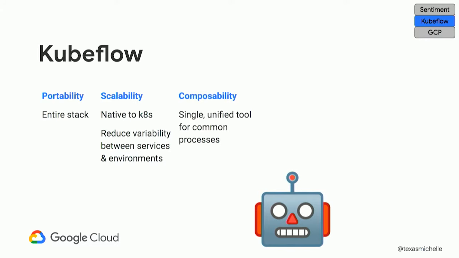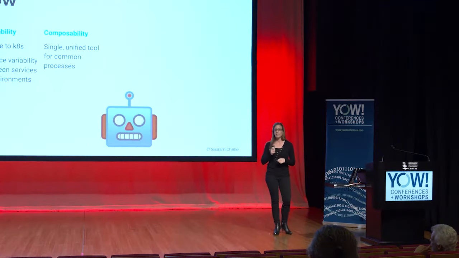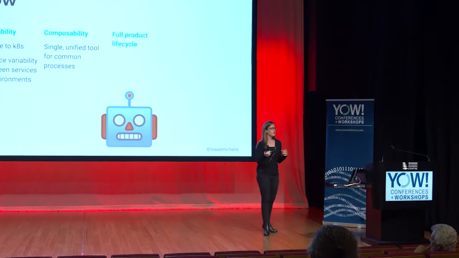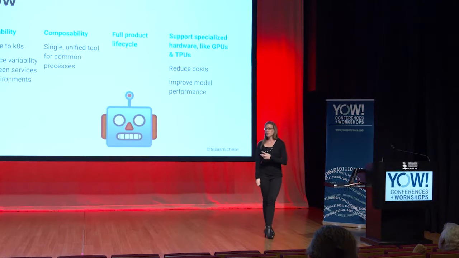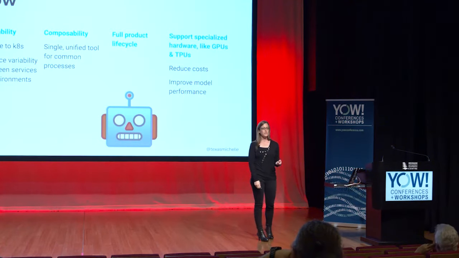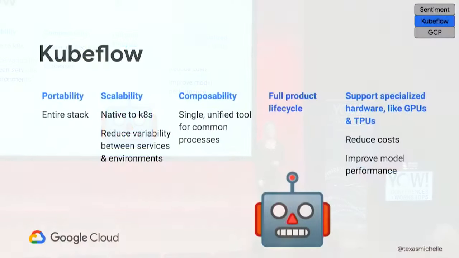So third is composability. We want a way to put it all together, wrap it up, tie a nice neat bow on it, and reuse it for very common processes that you see a lot in machine learning. And we don't want to just support the production instantiation of that application, but the full product lifecycle, from exploration, development, all the way through to production, and then patching and maintaining it over time. What's also important is specialized hardware, like GPUs and TPUs, because if you know what you're doing, you can use these for training, reduce your costs, and improve your model performance in ways that you couldn't otherwise.